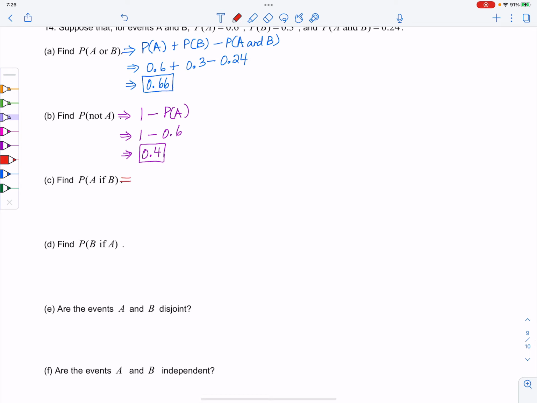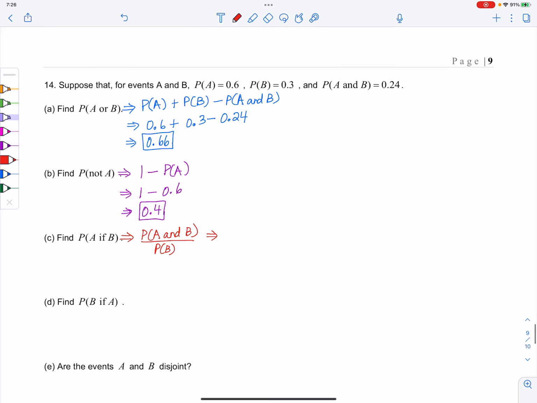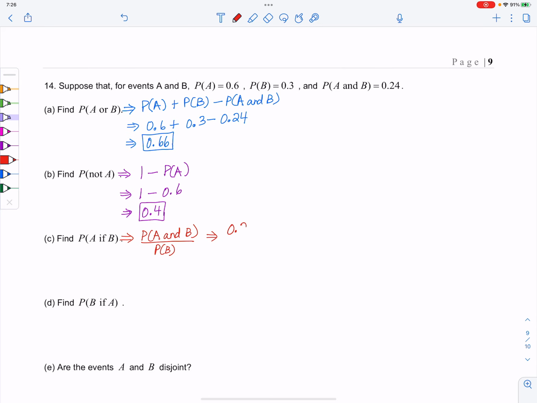So this will be the probability of A and B divided by the probability of B. The probability of A and B on this problem is 0.24, divided by the probability of B, which is 0.3. So this will be 0.8.